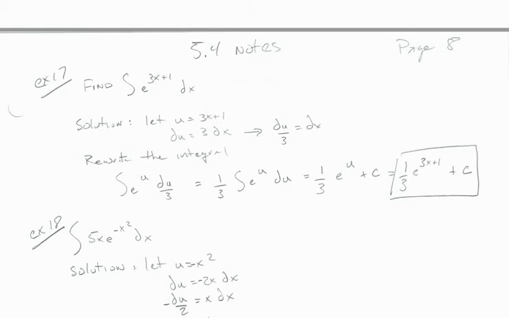Now we rewrite that integral: it comes out to e to the u times du over 3. Just like we've been doing with all the other integrals, pull the 1/3 out in front of the integral, so it's 1/3 the integral of e to the u du. That equals 1/3 e to the u plus c. That's the antiderivative, and then we plug in what u was back in. u was 3x plus 1. So our final solution is 1/3 e to the 3x plus 1 plus c.